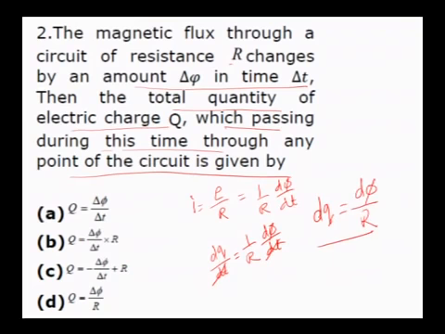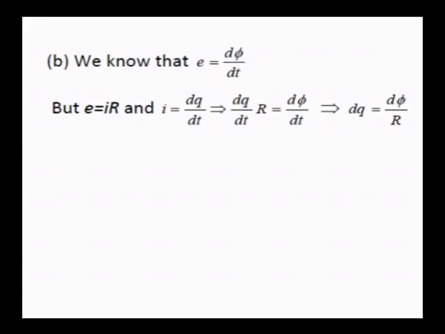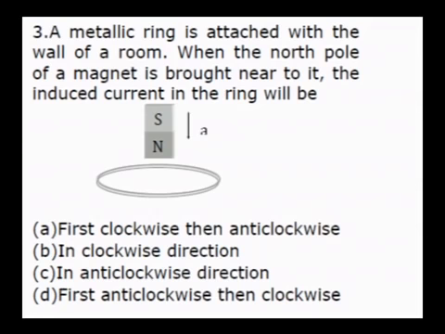Cancel dt on both sides, you get dq is equal to d phi divided by R, and this is option number B. dq is equal to d phi by R. Taking the equation of E as d phi by dt, substituting current as dq by dt, we get finally dq as d phi by R. That shows the charge induced is not depending on time, it is depending on the resistance and the flux change.